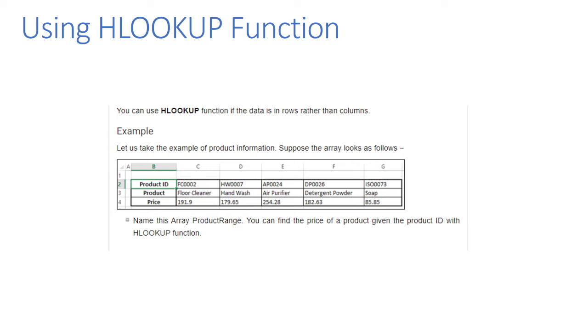So we have the product ID. So these are the product IDs. Then product, these are the names of the products, and these are the prices. So name this array as product range. So we name this as product range. You can find the price of a product given the product ID with the HLOOKUP function.